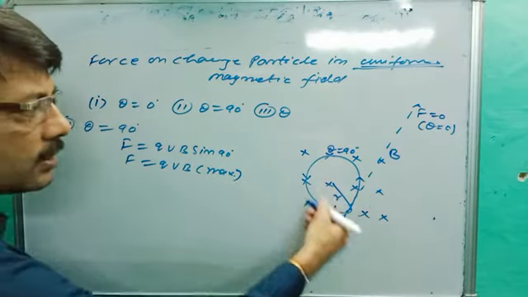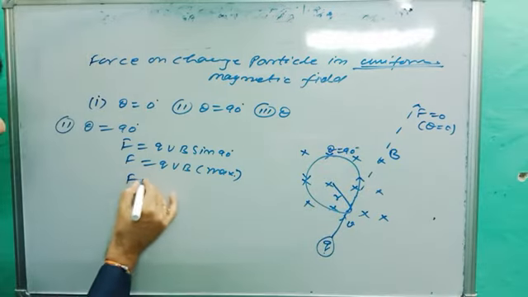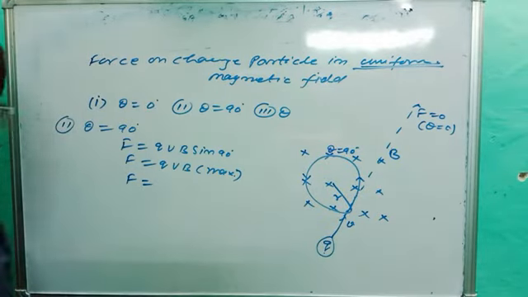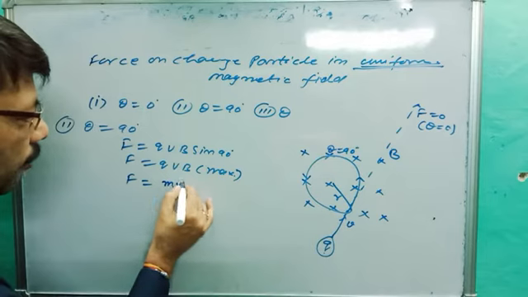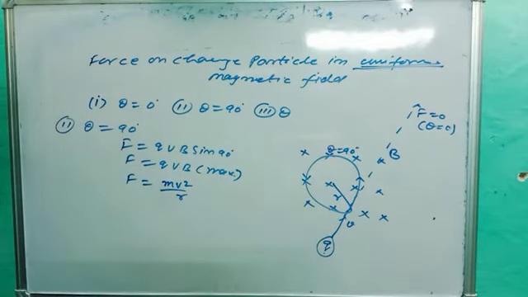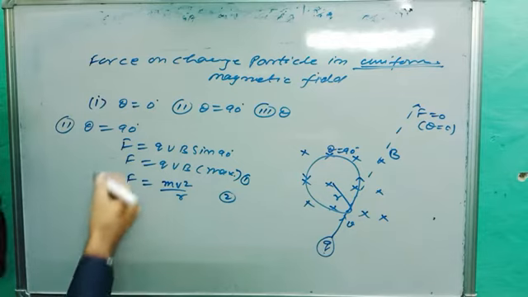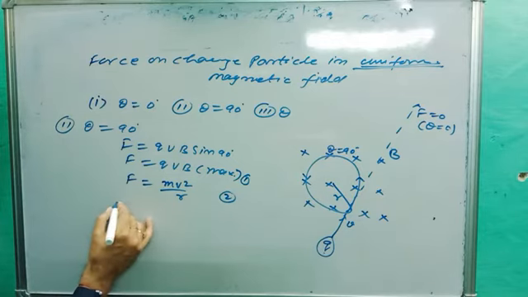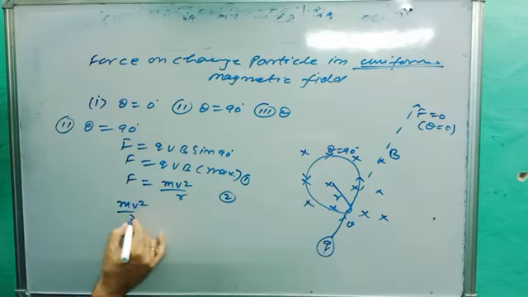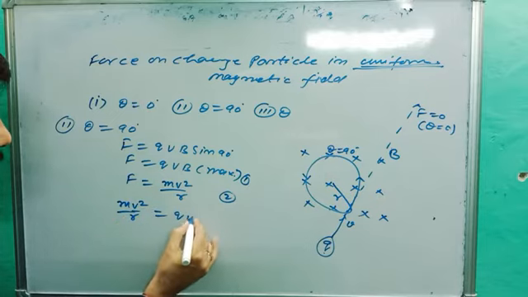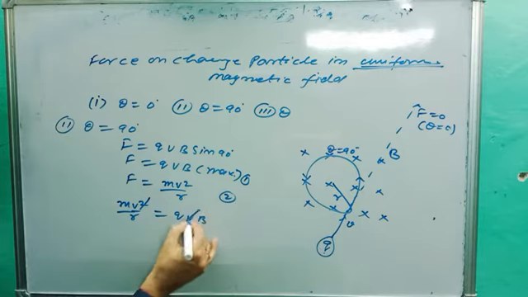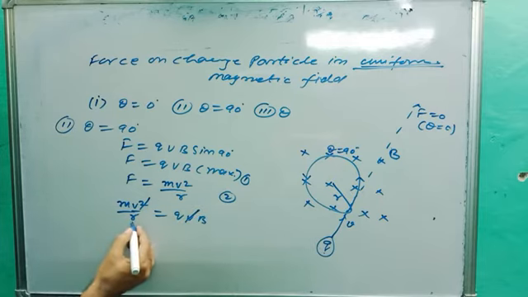Second, since it takes a circular path, no doubt it will create the centripetal force. So F is equal to mv square upon r. This is the first equation, and this is the second equation. Left is equal, so right will be equal. What do we get here? mv square upon r is equal to qvB. v cancels out. First we will get the value of r, the radius.